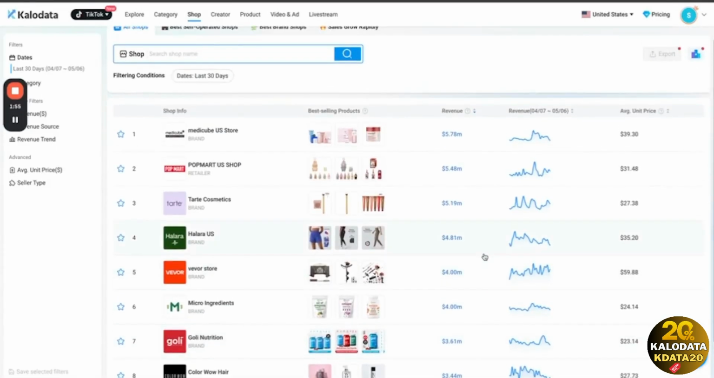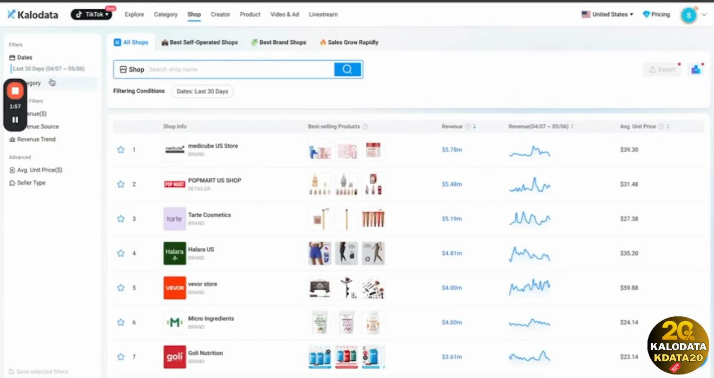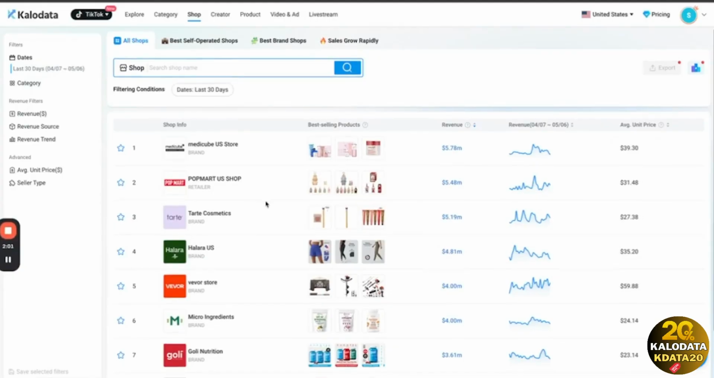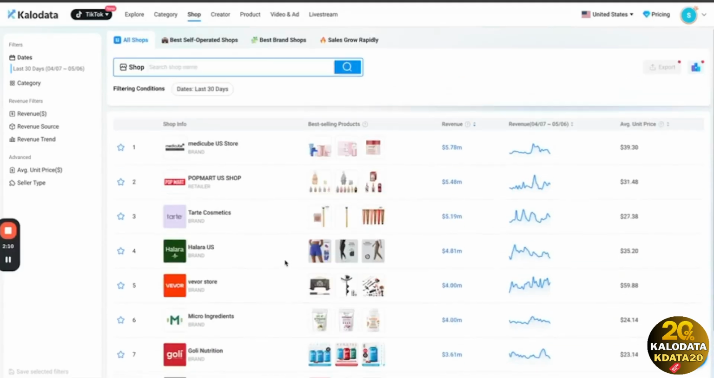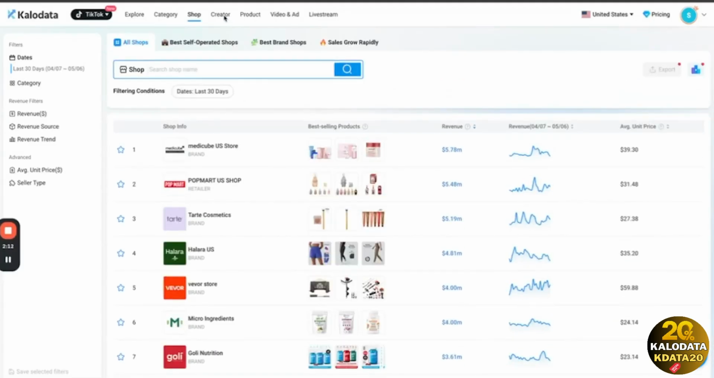You can even filter by stores, and as you guys can see, right here on the left, you'll be able to see this for the past 30 days. You'll be able to see what are the top stores right now. So as you guys can see, Medicube, Pop Mart, Tarte. I'm surprised Goldie's all the way down here at number 7. They're slacking a little. They need to pick it up, but seriously, this tool is so powerful, guys.